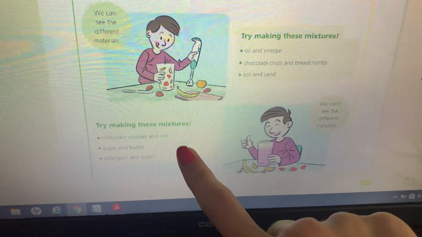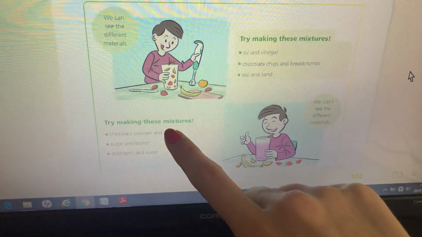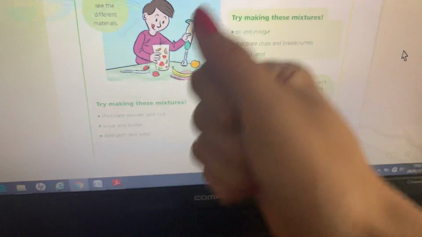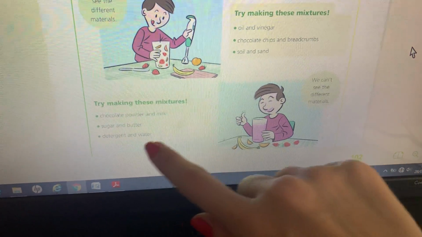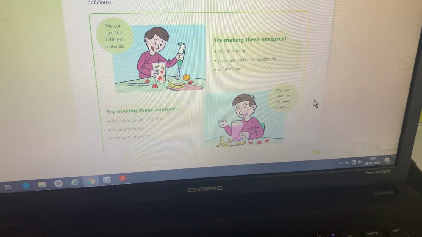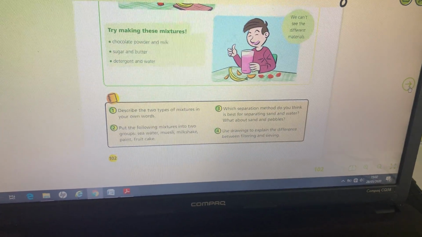But what happens here? Chocolate powder and milk. You do a milkshake, so you don't see that there are two materials. Sugar and butter, if you mix it, you cannot see either. And detergent and water is the same. Let's see what it says in the next one.